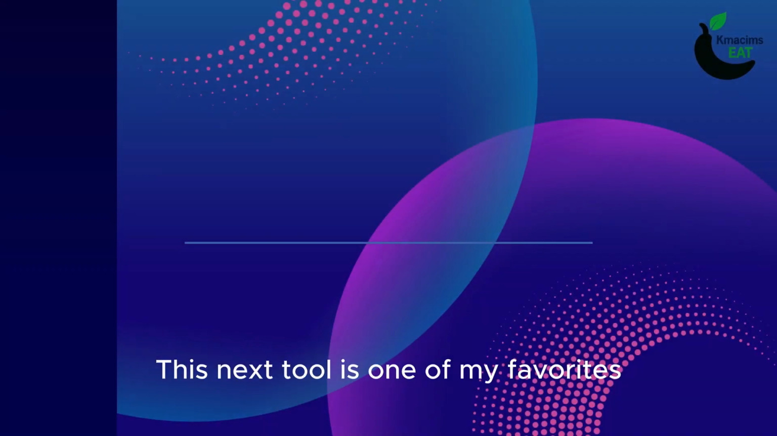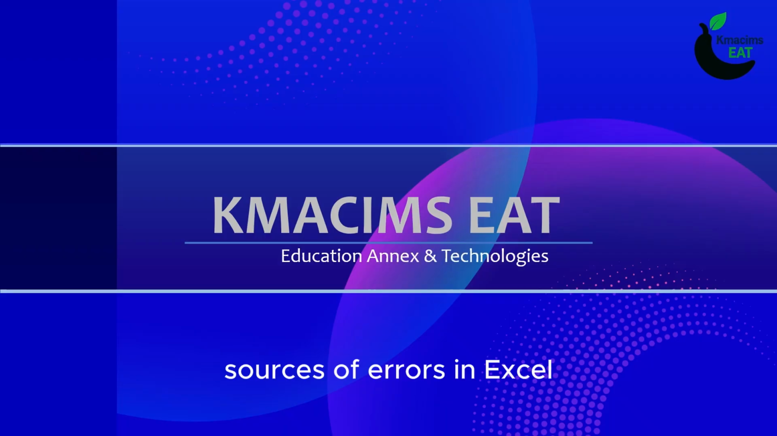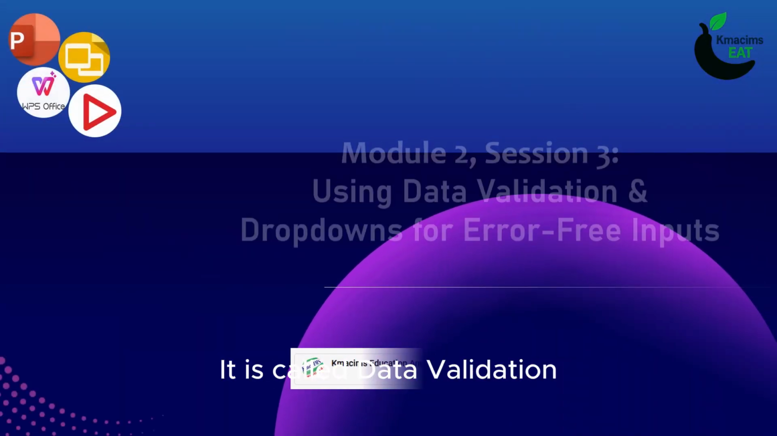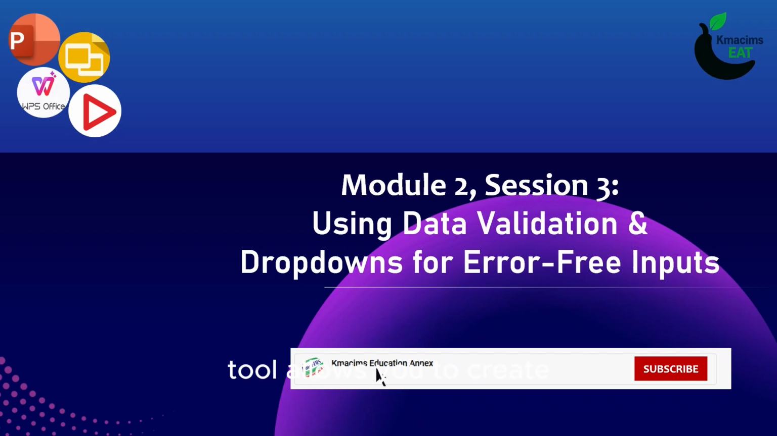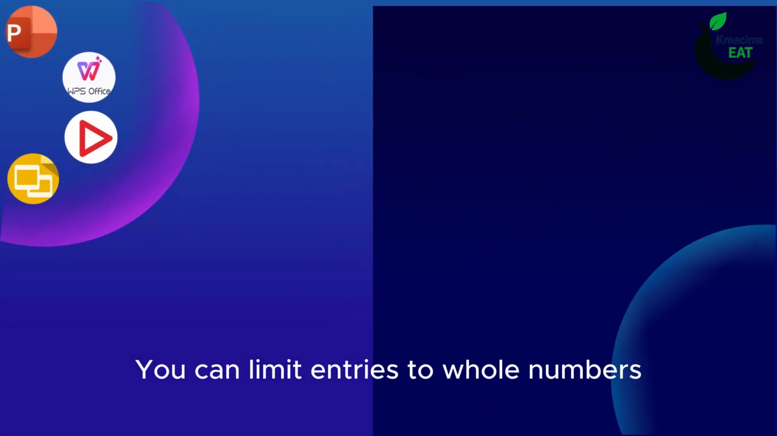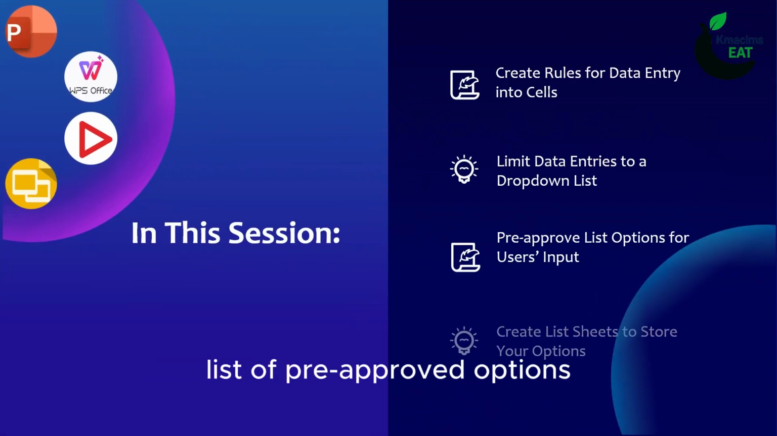This next tool is one of my favorites because it helps prevent one of the most common sources of errors in Excel, typographic errors. It is called data validation. The data validation tool allows you to create rules for what can be entered into a cell. You can limit entries to whole numbers, dates, or a drop-down list of pre-approved options.